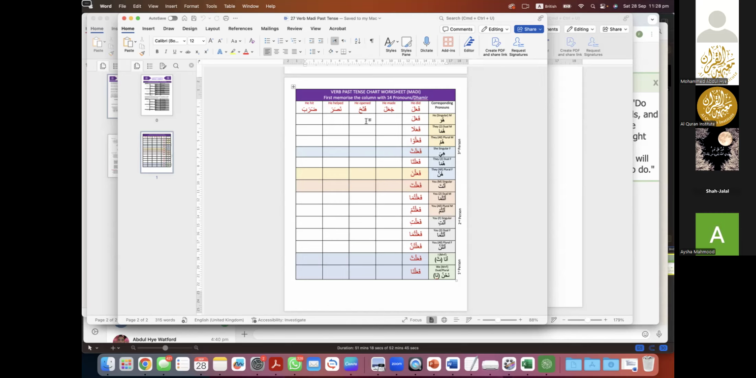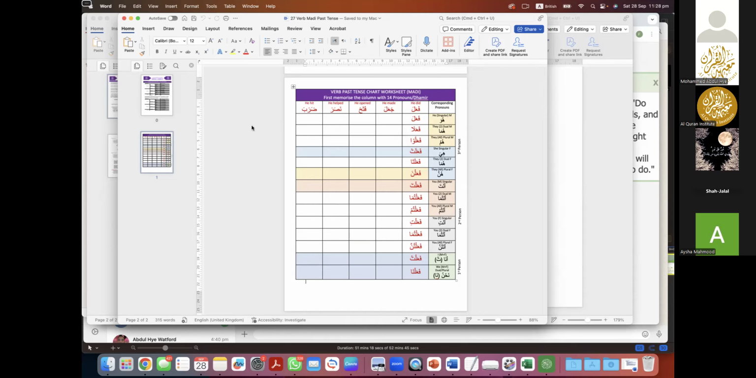Then you'll do fataha in the same way. Nasara, nasara, nasaru, nasarna. Carry on up to here. Daraba. We want to make you so strong, so it's solid. Wherever you stand, others will feel, oh my God, subhanallah. So you have to do this, okay?